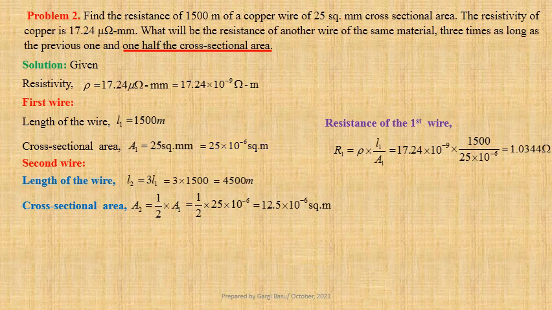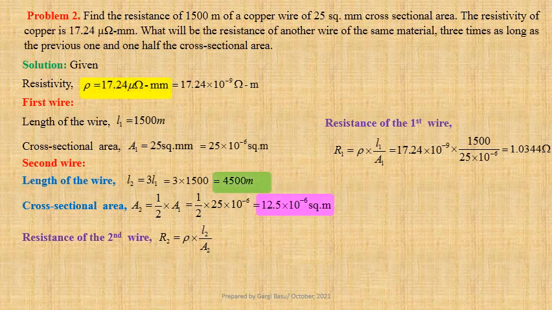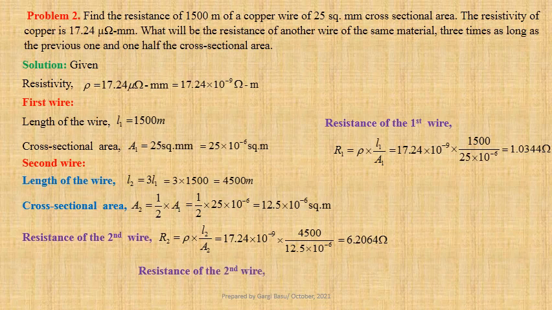Let us now determine resistance of the second wire. R2 equals rho into L2 divided by A2. Using values we get 17.24 into 10 to the power minus 9 into 4500 divided by 12.5 into 10 to the power minus 6. That gives us 6.2064 ohm.